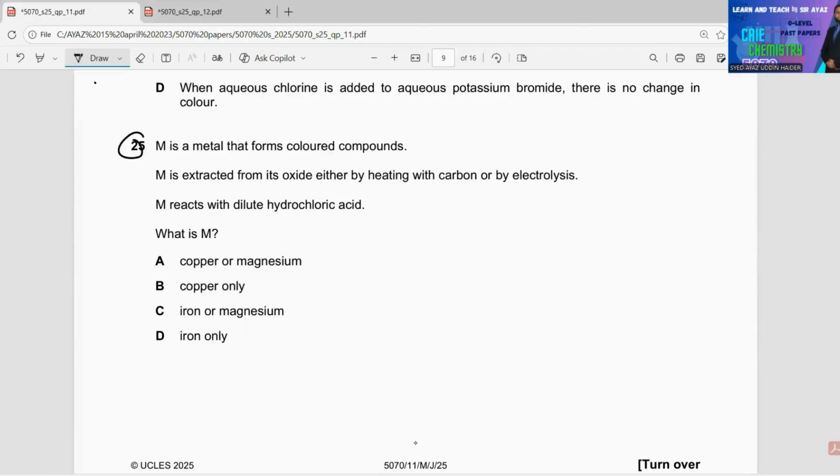So 25. M is a metal that forms colored compounds. M is extracted from its oxide either by heating with carbon or by electrolysis. M reacts with dilute hydrochloric acid. What is M? Now the first information is that M is a metal that forms colored compounds. So it must be a transition element.